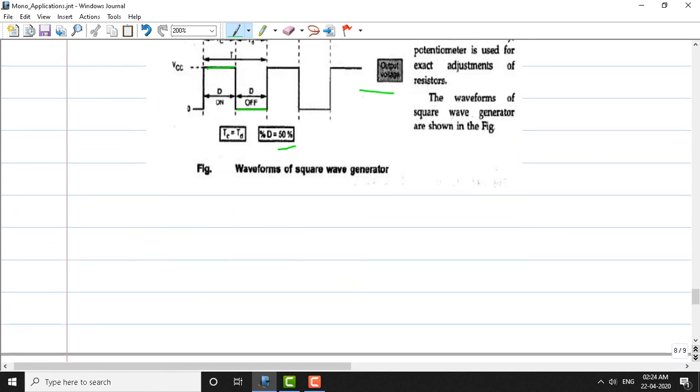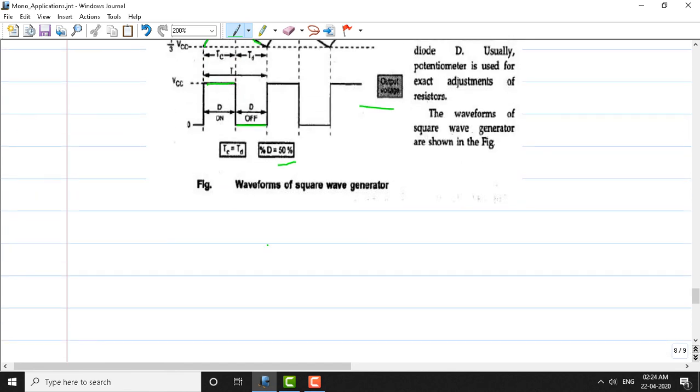With this, we have come to an end of today's class. In today's class, we have learned the important application of the monostable multivibrator, which is nothing but the frequency divider. The second application of the monostable multivibrator is pulse width modulation. Later on, we discussed the astable multivibrator operation, a few examples, and followed by the applications of the astable multivibrator. So this completes the 555 timer.